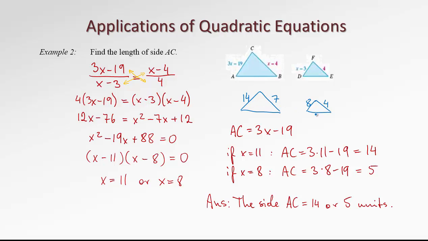Well, that makes sense. However, in the second case, when x is 8, the sides of those triangles would be as follows. AC would be 5, and then 8 minus 4 is 4. In the small triangle, 8 minus 3 would be 5, and this is 4 as well. So the second case gives us triangles of exactly the same sizes, which obviously makes them similar as well.